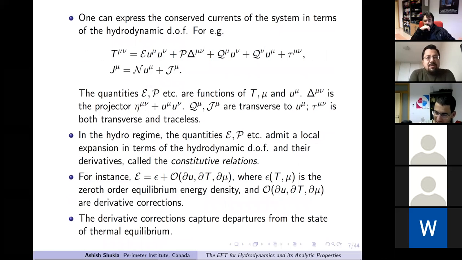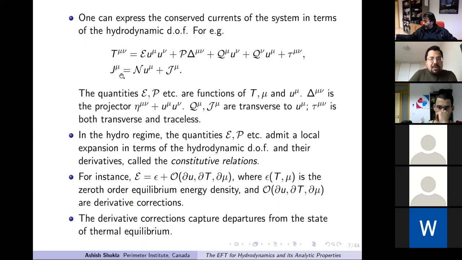Now, given the fluid 4-velocity u^μ, I can always decompose my energy momentum tensor or any conserved current that is present in the system into components along and orthogonal to the fluid velocity. So for example, I can write my T^μν as some coefficient E times u^μ u^ν plus P times Δ^μν, where Δ^μν is the projector orthogonal to the fluid velocity, plus Q^μ u^ν plus Q^ν u^μ. Q^μ is called the heat current, plus τ^μν, which is the symmetric, transverse and traceless part of the stress tensor.